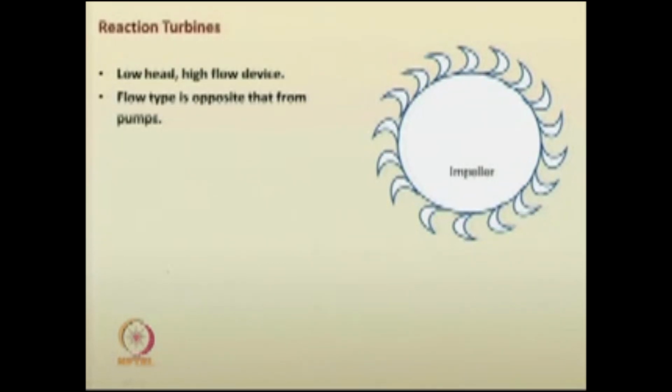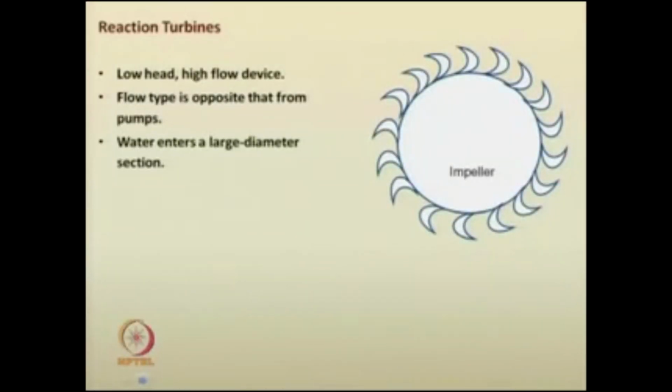So, reaction turbines usually are used for low head cases and very high flow devices. Usually reaction turbines are opposite to the dynamic pumps. Whatever function is there, it is exactly opposite to that. In a dynamic pump, the centrifugal pump, if you recall, water enters through a small passage, then it flows radially outwards, right. The reverse is happening here.